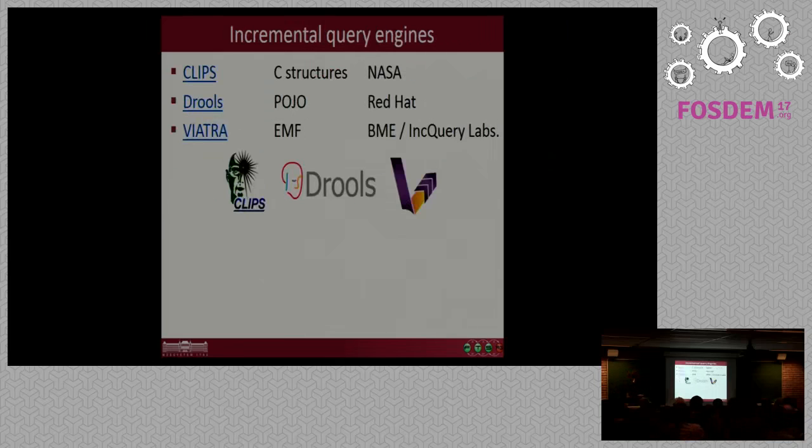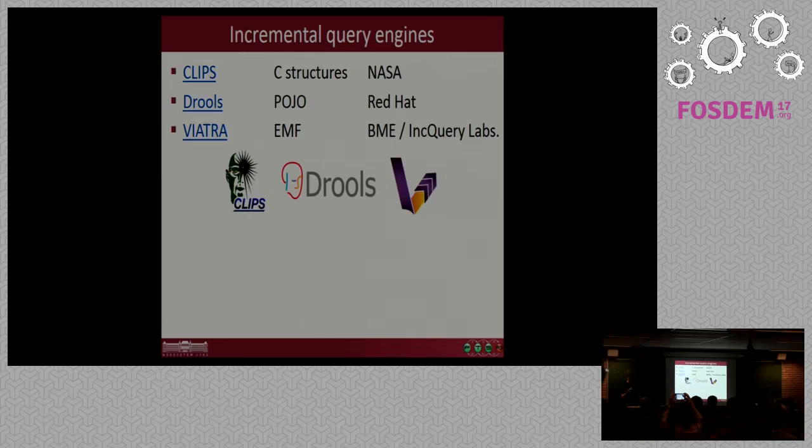So in the past, there have been many implementations for incremental query engines. One of the most well-known is the CLIPS rule-based expert system, which was developed at NASA. There is Drools' Rete-based engine, which is part of the JBoss stack and is developed by Red Hat. And our university developed the Viatra query framework, which works on the Eclipse Modeling Framework and is quite widely used in the modeling community. We actually have a spin-off company called IncQuery Labs, which continuously develops Viatra and provides support.